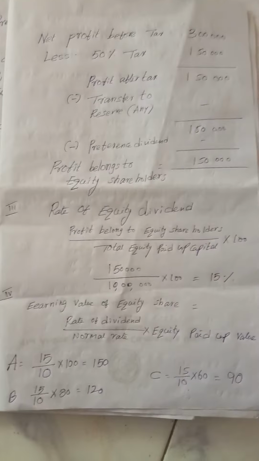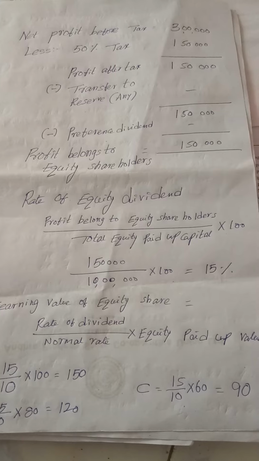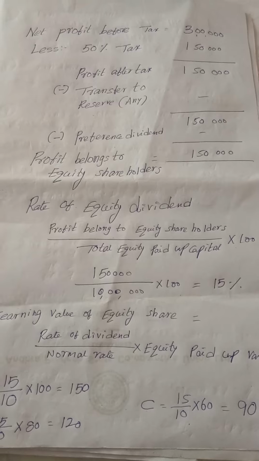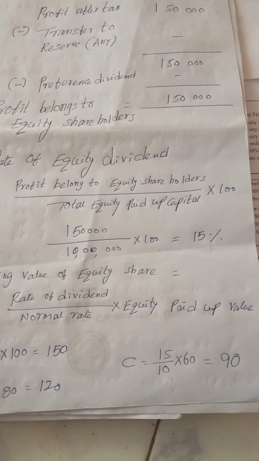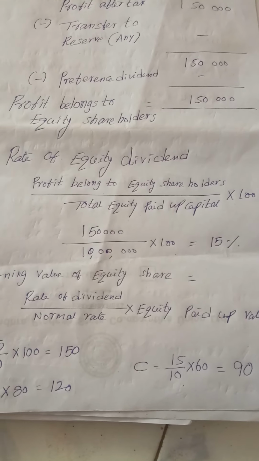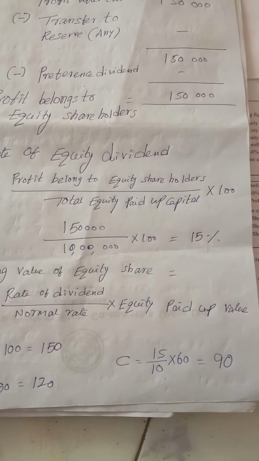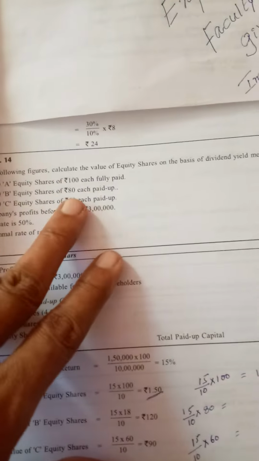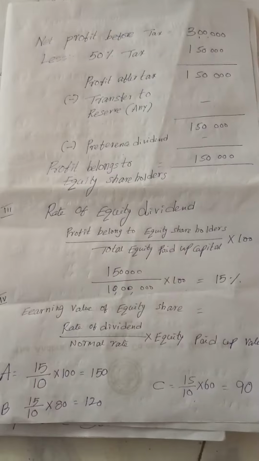This is a very important problem. This time we are expecting this question. Profit belonging to equity shareholders by total equity capital into 100, if you do this, you will get the equity dividend rate. Then earning value of equity share is equal to rate of equity dividend by normal rate into equity paid up value of each share. Paid up value of each share means 100 fully paid, 80 paid, 60 paid likewise.